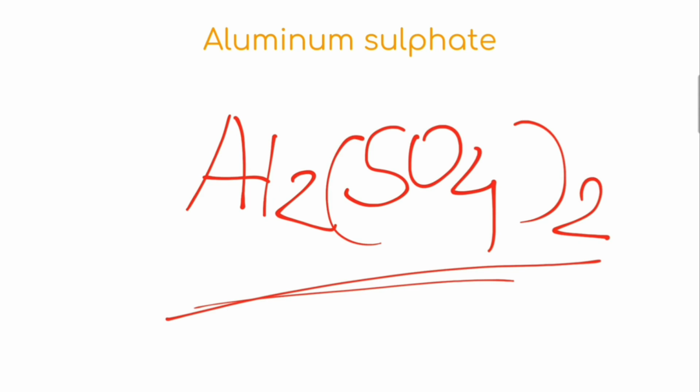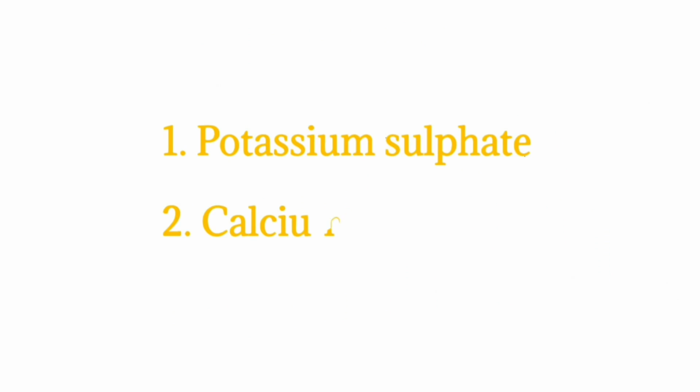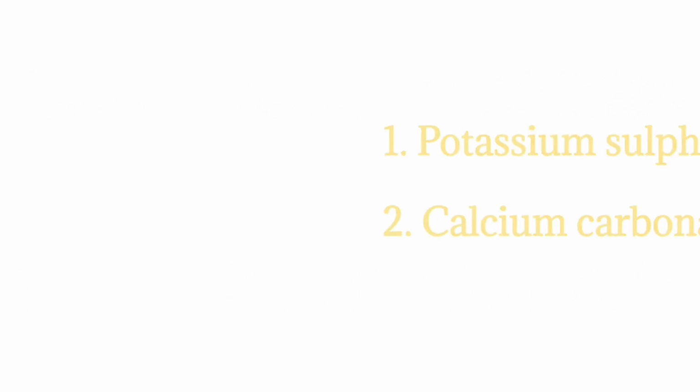So now I am going to give you some homework. Write chemical formula of these compounds: potassium sulphate and calcium carbonate, and comment down below. Let us see if you get it right or wrong.